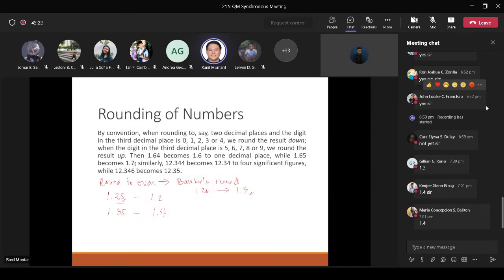Bakit? Kasi ang 0.5, if you're going to round off 0.5, 0.5 is in between 0 and 1. Agree guys? Kung 1.5 siya, that is in between 1 and 2, right? Tama? Now, sa standard na rule ng rounding, napaka-bias, 'di ba? Napaka-bias kasi pag 0.5 ka na, lagi kang pa-round up.